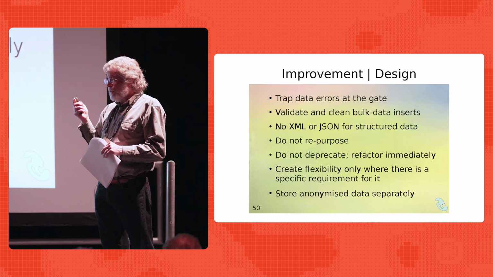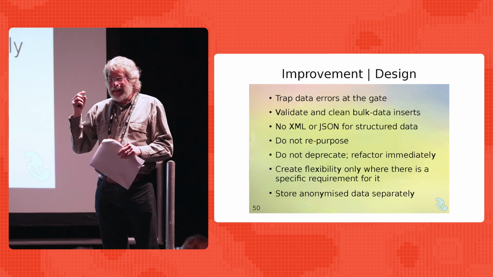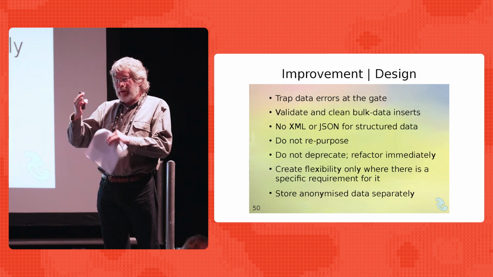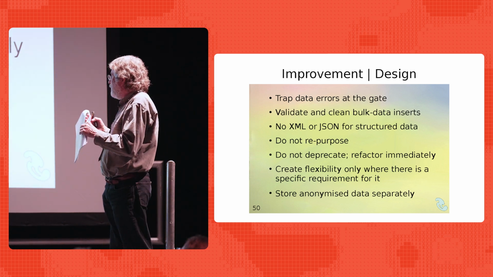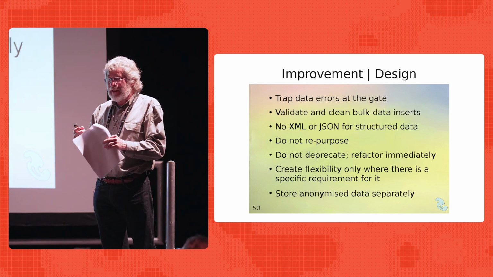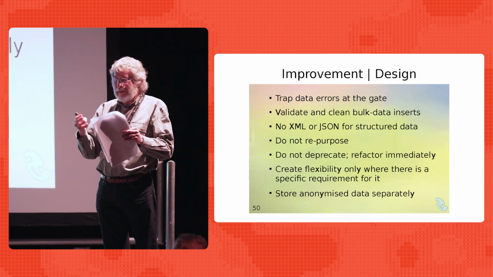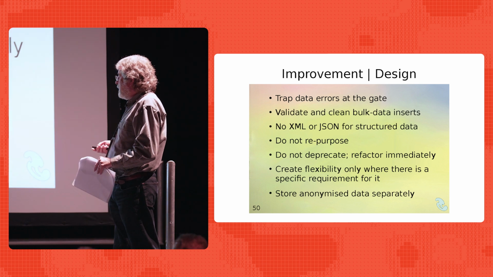Don't repurpose, I mentioned that before. Don't deprecate things. If there's something in your system that's not right, but people are used to it, and you come up with a better one, make the change. Take the pain, do it now, refactor it, and change it. But when you've got two versions of something there, and one's deprecated, and they're both in use, that's horrid. And it creates inconsistency.